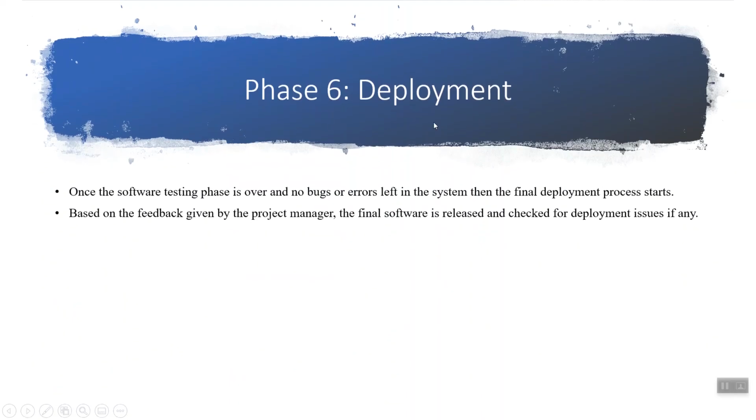The next phase is deployment. Once the software testing phase is over and no bugs or errors are left in the system, then the final deployment process starts. In this, based on the feedback given by the project manager, the final software is released and checked for deployment issues if there are any.